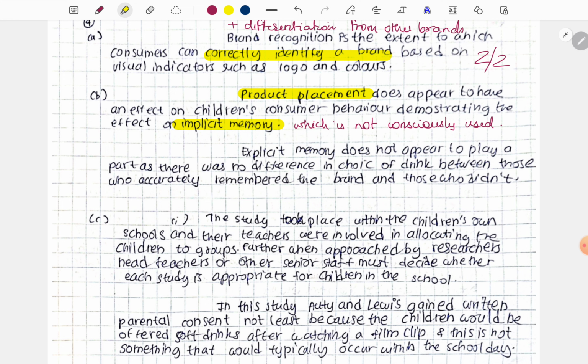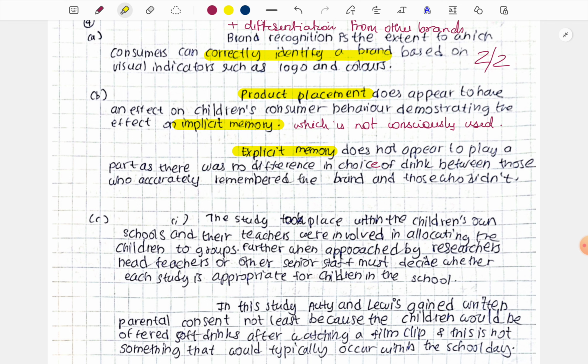Another conclusion is explicit memory does not appear to play a part because there was no difference in choice of drink between those who accurately remembered the brand and those who didn't. It seems similar, or it seems to be a continuation of the previous, but it's not. It is absolutely acceptable as two different conclusions because the first was about implicit memory, the second is about explicit, and it is explained why explicit memory is not playing a role. So it's been dealt with as two different issues.